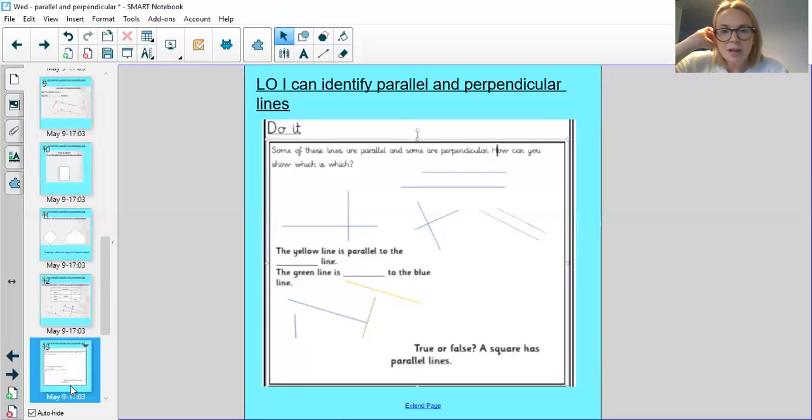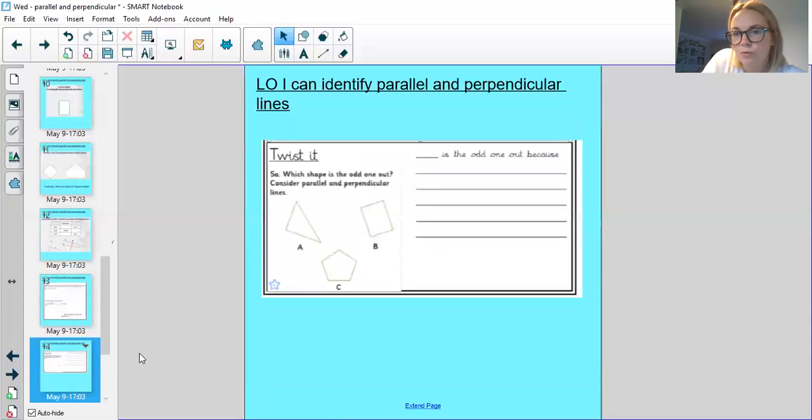Then moving on, you've got some missing words. So the yellow line is parallel to what other colour line, and the green line is what to the blue line? Is it parallel or perpendicular? And then true or false, a square has parallel lines. You can decide if that's true or false.